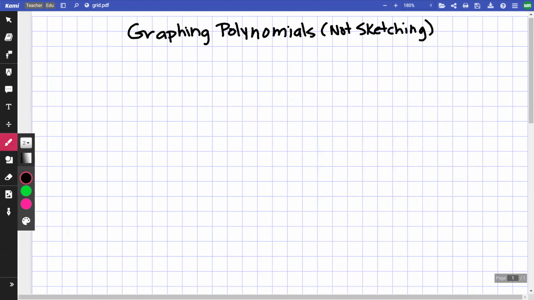So the first one I'm going to do is we're going to graph P of X or F of X. I'll do P of X because it's a polynomial, is equal to X to the third minus X squared minus 9X plus 9.